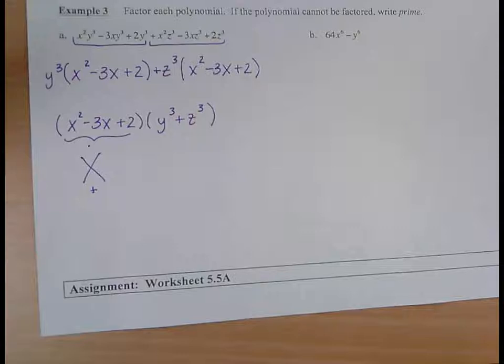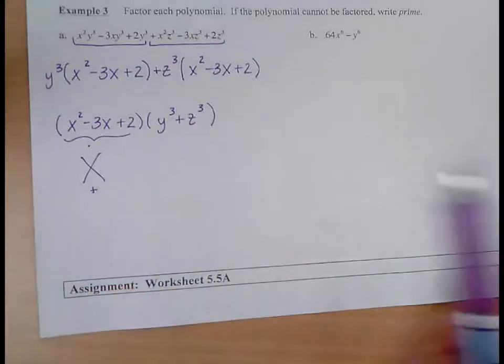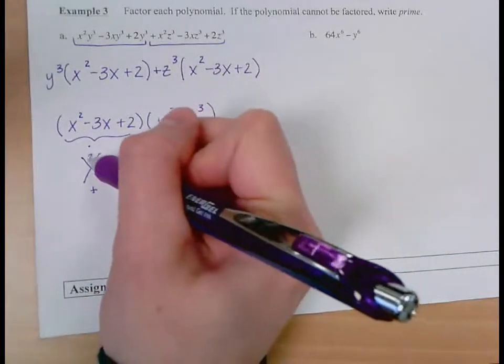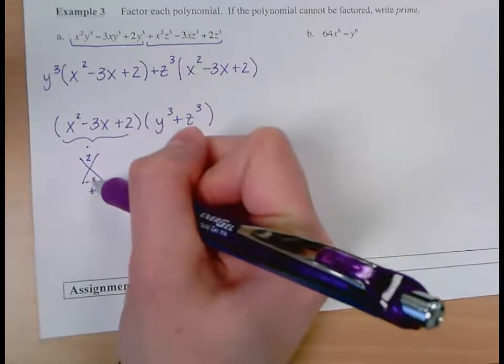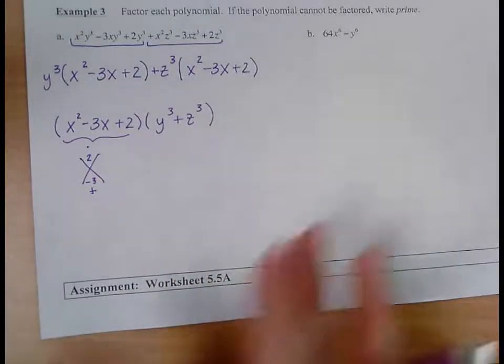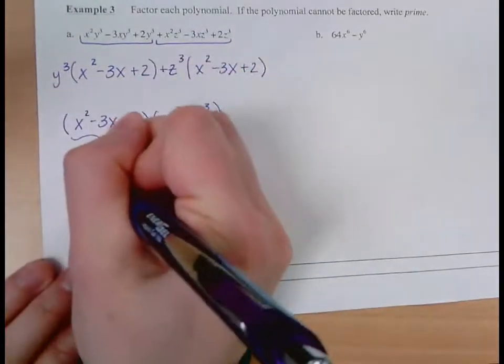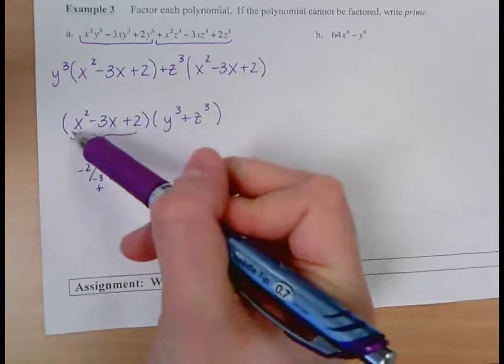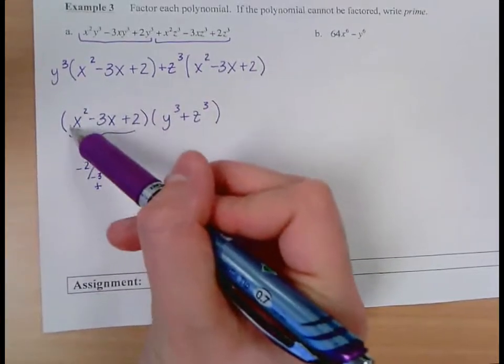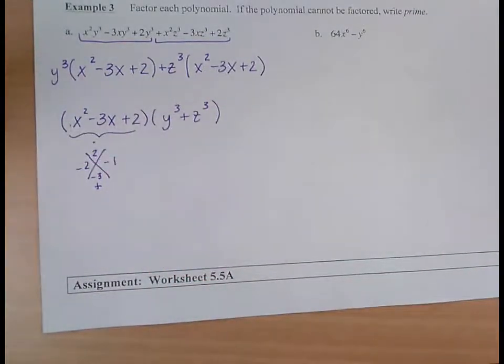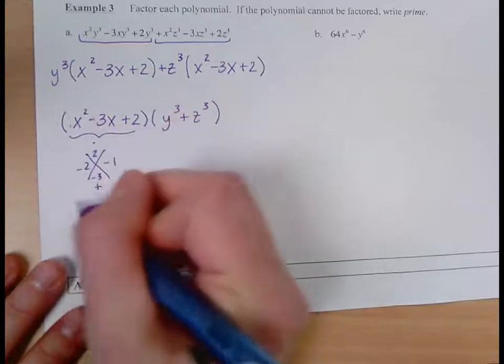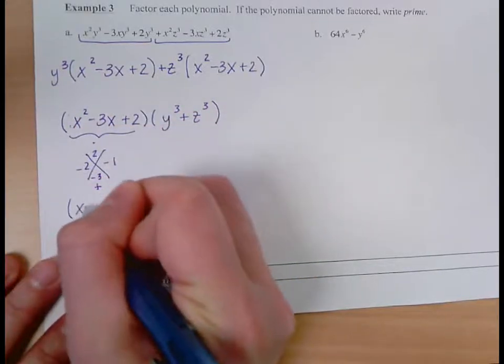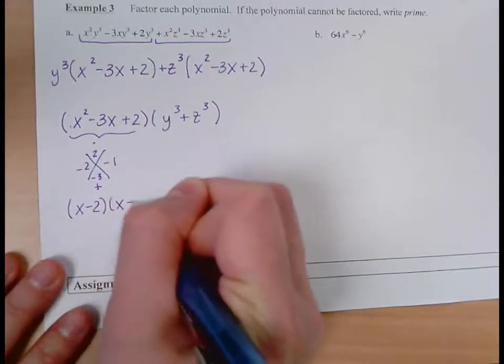Okay, if we're using the diamond for that one, what are we multiplying to for this trinomial? 2 and adding to negative 3. Are there 2 numbers that work? Negative 2 and negative 1. And since the a value in front of the x squared is 1, I can go straight to my 2 factors. So this trinomial factors to be x minus 2 times x minus 1.